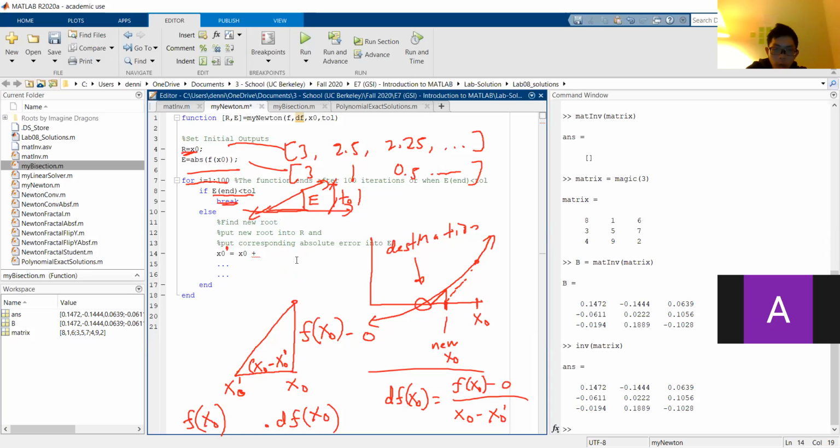Okay, how do we code this? df at x naught, that's the original x naught, by the way, over, nope, this is wrong. df x naught. Okay, this is a structure that you may be familiar with already. How do we put this new x naught into our root array R? Concatenation. That's my hint.